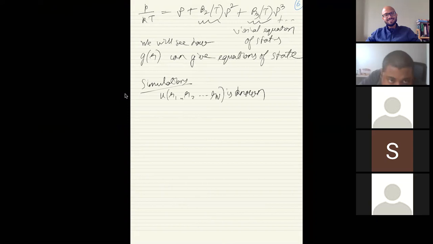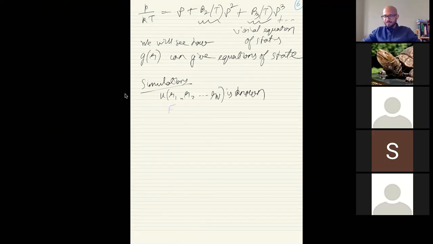Like Lennard-Jones and electrostatic. Sure, but what's the generic name for it? It starts with an F. Force field. Yeah, there you go. So force field is known in a computer simulation.